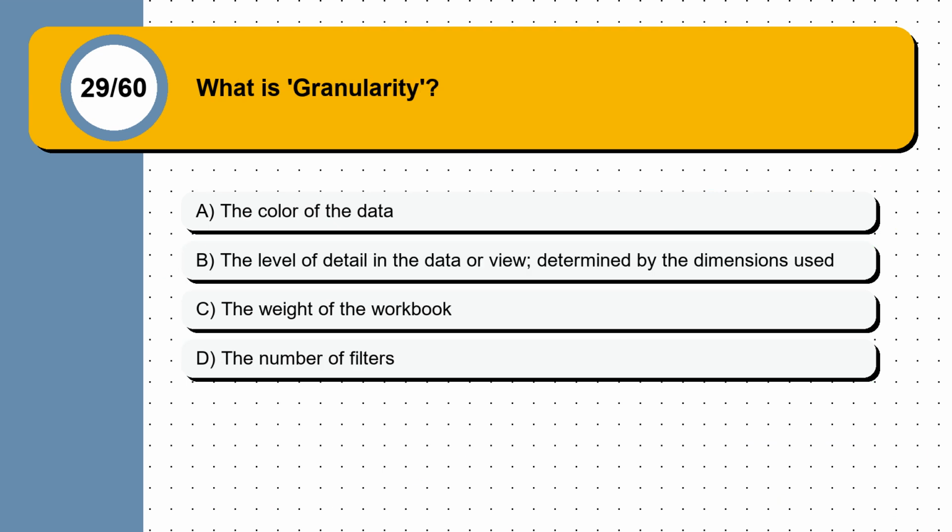Question 29. What is granularity? Option A, the color of the data. Option B, the level of detail in the data or view determined by the dimensions used. Option C, the weight of the workbook. Option D, the number of filters.